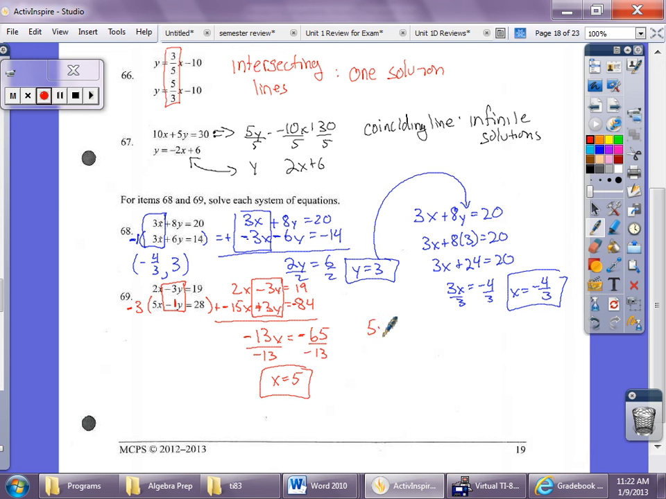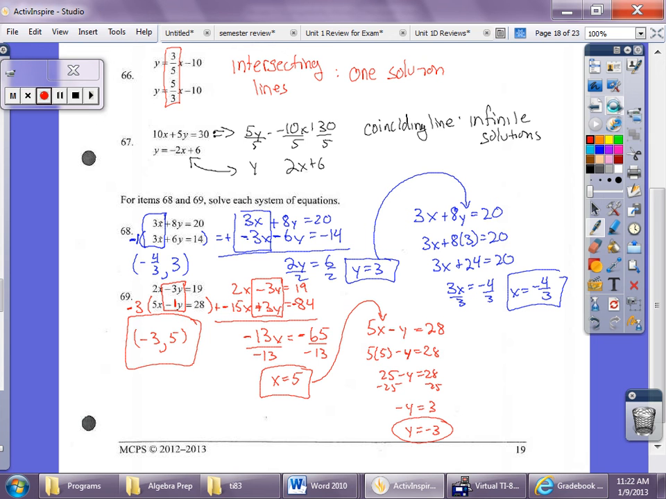So if I have 5x minus y equals 28, I plug 5 in for x. 5 times 5 minus y equals 28. So 25 minus y equals 28. Negative y equals 3, so y equals negative 3. So the solution for 69 is 5, negative 3.